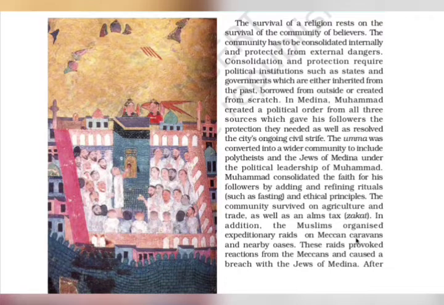The Ummah was converted into a wider community to include polytheists and the Jews of Medina under the political leadership of Muhammad. Muhammad consolidated the faith for his followers by adding and refining rituals such as fasting and ethical principles. The community survived on agriculture and trade, as well as an alms tax, zakat. In addition, the Muslims organized expeditionary raids on Meccan caravans and nearby oases. These raids provoked reactions from the Meccans and caused a breach with the Jews of Medina.